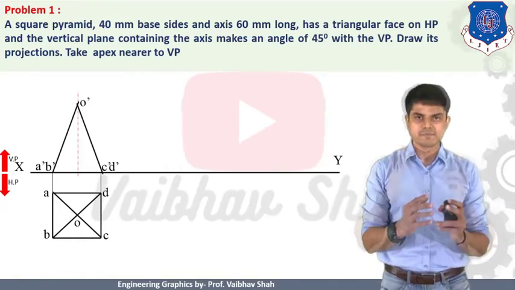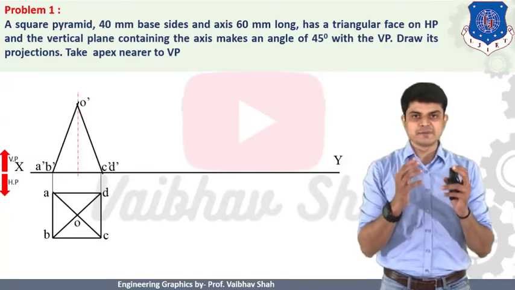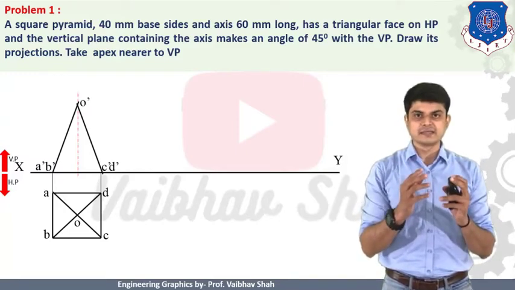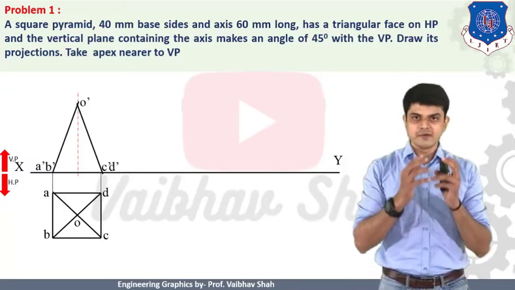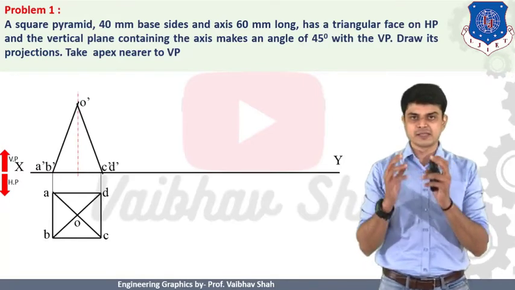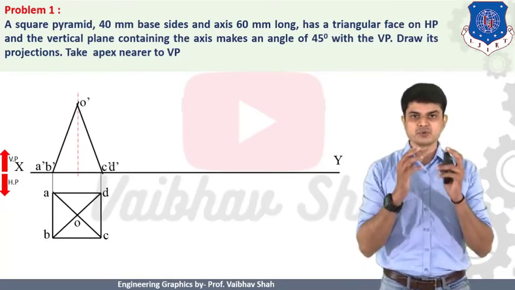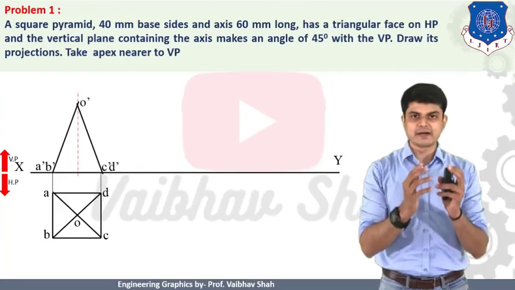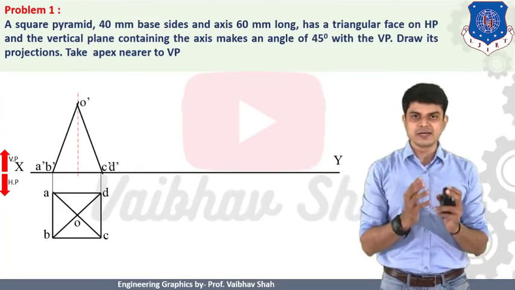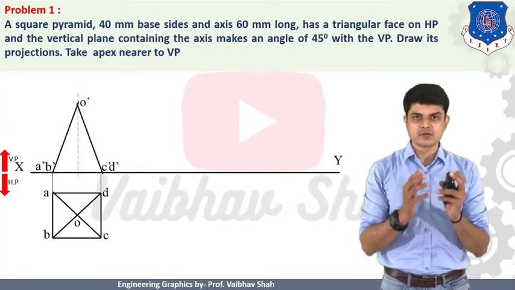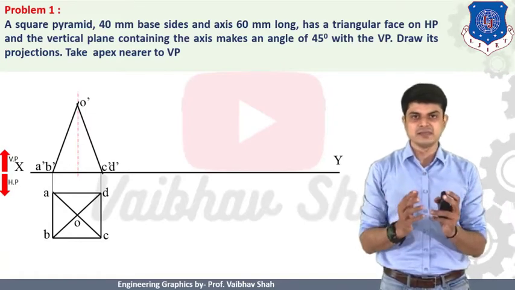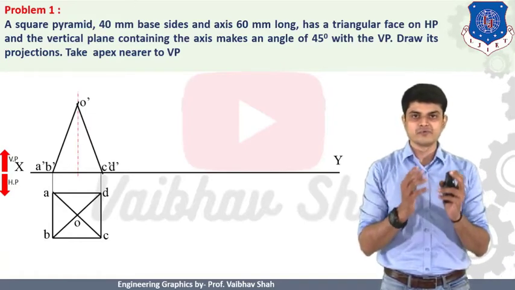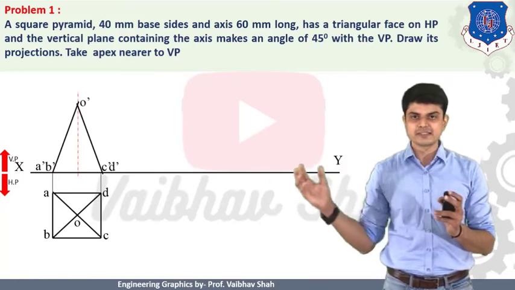Now let us read again. The square pyramid is resting on HP such that its triangular face is on HP. Remember, whenever we say that a particular thing is resting on HP, we should draw that element on the right hand side in the drawing. Here let us understand why I have drawn the square like this in the HP; we will get to know very quickly. Let us observe.